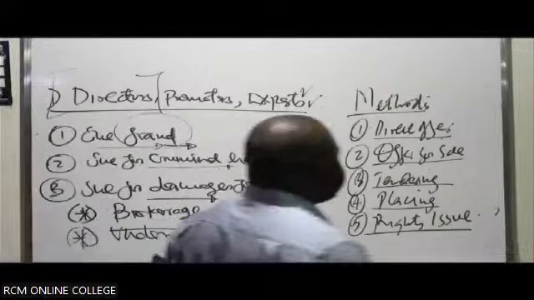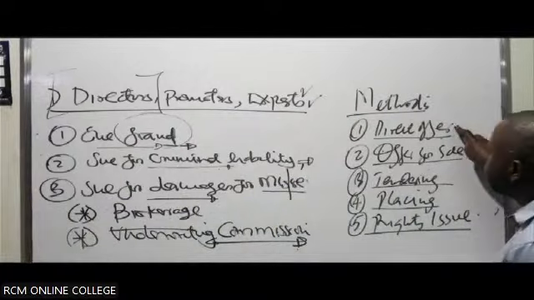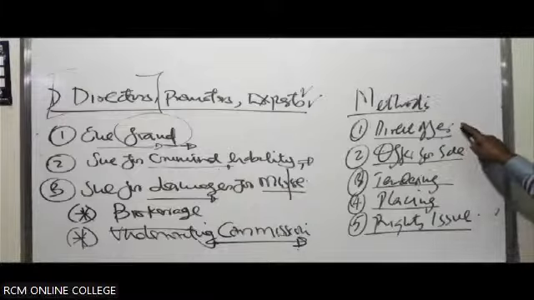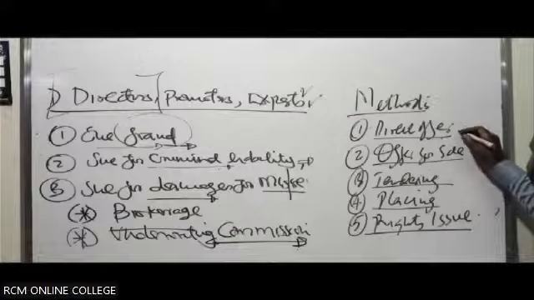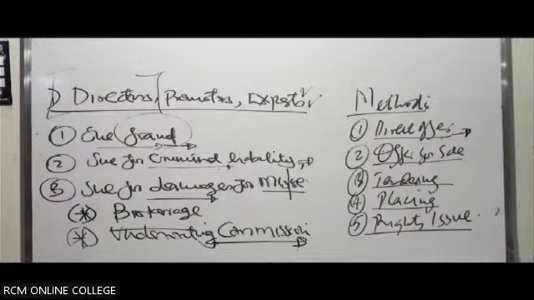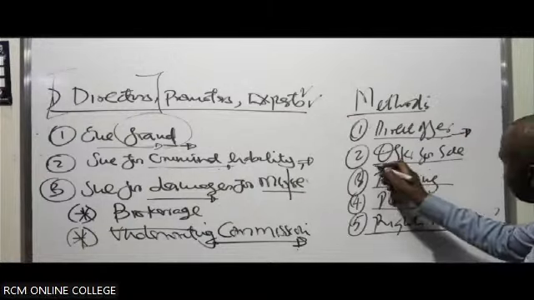So we are saying in this case, direct offer is where the company is directly involved in having to sell the shares. And therefore they'll be able to prepare the prospectus by themselves. That is a direct offer. Then you have offer for sale.